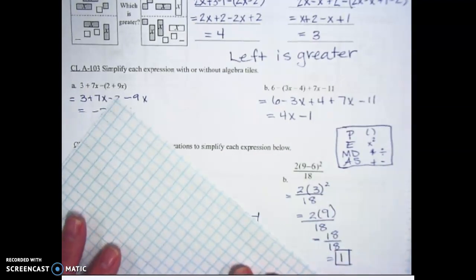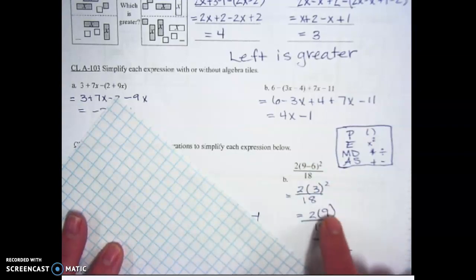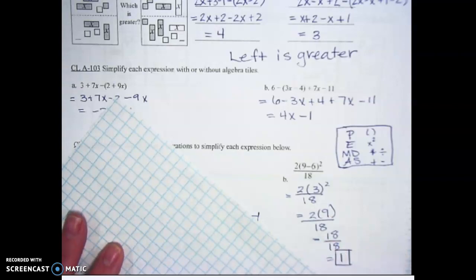And then part B, I did the parentheses first, so 9 minus 6 is 3. Exponent, 3 squared is 9, so 2 times 9 is 18, and 18 divided by 18 is 1.